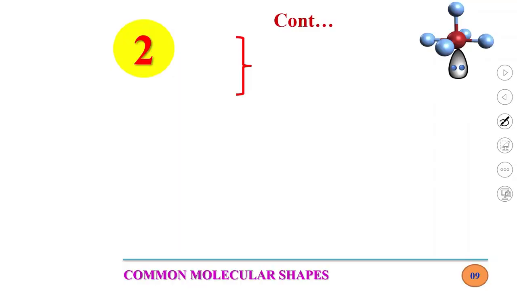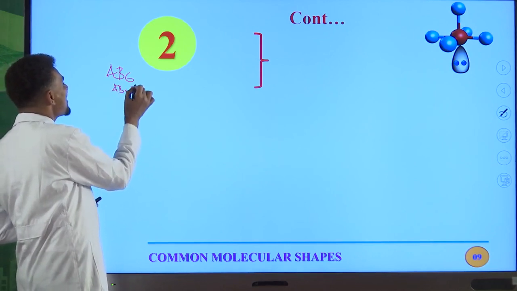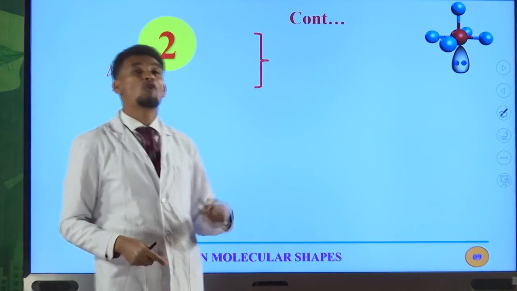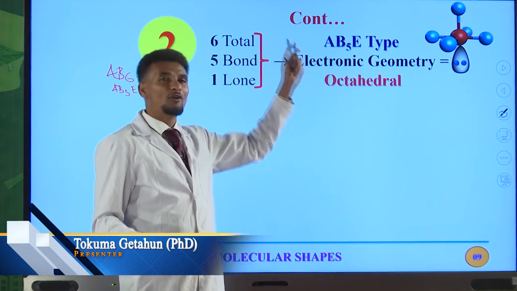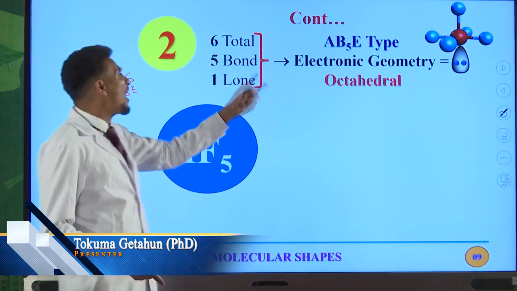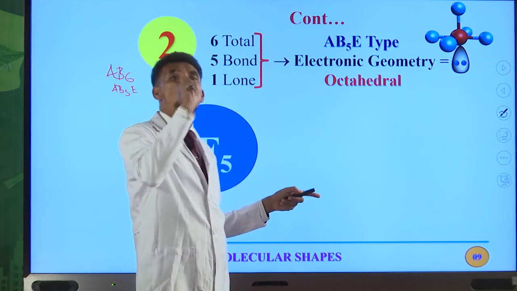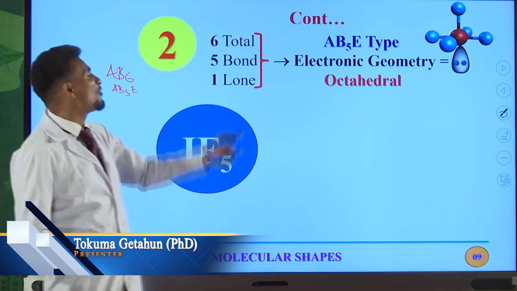Okay, the second one from the 13 common shapes. From this octahedral AB6 type, if one bond is replaced by a lone pair of electrons, it becomes AB5E. E indicates the presence of a lone pair around the central atom. AB5E type. The electronic geometry for this molecule is also octahedral. How many bonds? 5 bonds. How many lone pairs of electrons? Only one lone pair around the central atom. IF5 is the best example for such type of molecule.